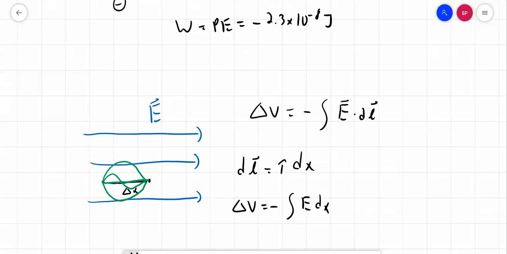But our electric field, we said, was constant, so this can just come out. We have the integral of dx over some length delta x. So this is just minus E_x delta x, where this is the x component of the electric field. All right, but the way I drew it here, it's also the only component, so it's also the magnitude.